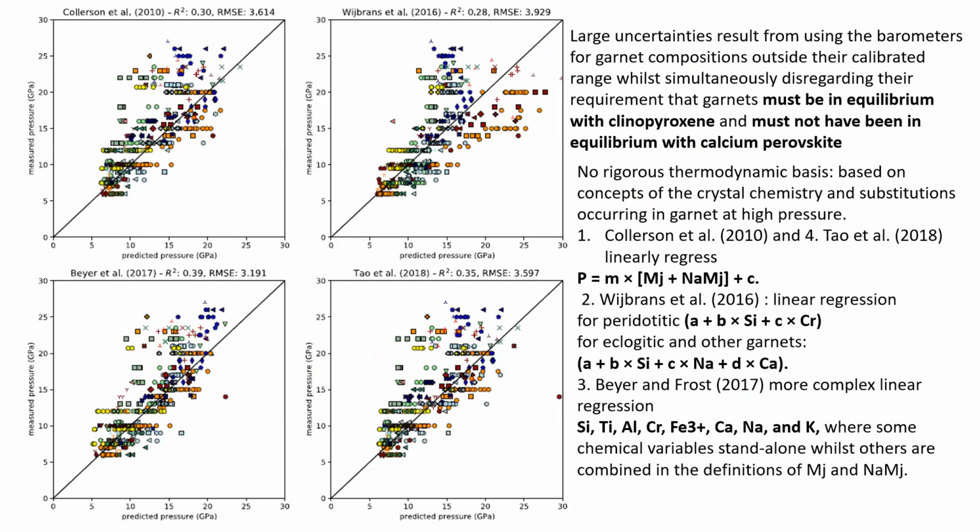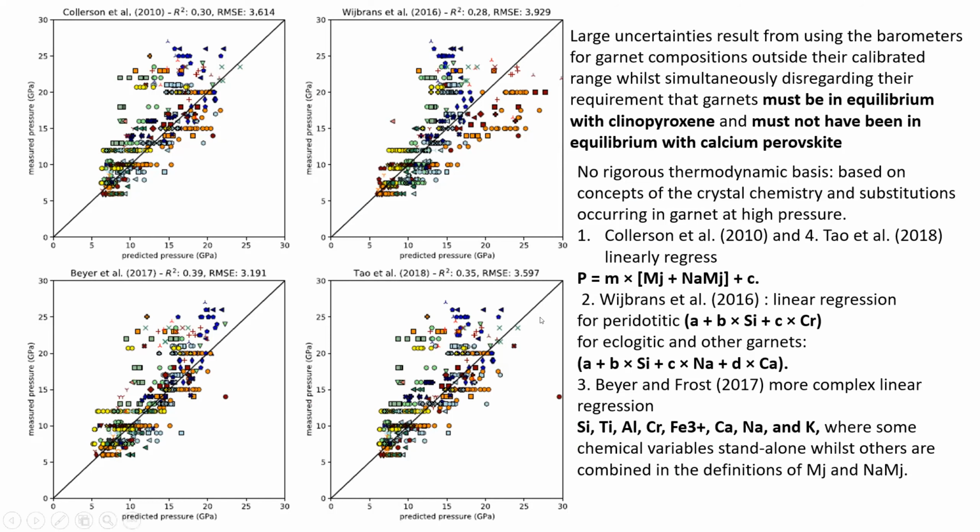These are the present barometers that Lei already explained. She already talked about these equations, so I will not repeat them. And these are the prerequisite conditions required for application of these barometers. First, the assemblage should be in equilibrium with clinopyroxene, and second, it should not be in equilibrium with calcium perovskite. But the major problem is that in the case of diamond inclusions, these conditions cannot be met.